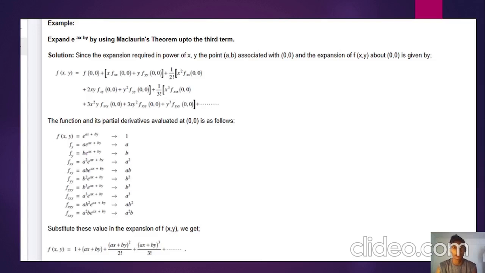f(x,y) is equal to f(0,0) plus x f_x(0,0) plus y f_y(0,0) plus 1 by 2 factorial [x² f_xx(0,0) plus 2xy f_xy(0,0) and so on, continuing till the third term. The function and its partial derivatives evaluated at (0,0) are as follows.